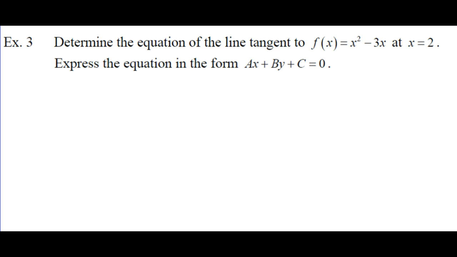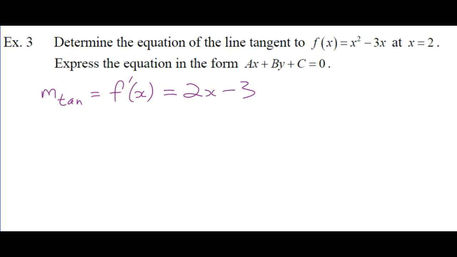Determine the equation of the line tangent to f of x equals x squared minus 3x at x equals 2. Express the equation in the form given. Okay. So what's the slope of the tangent line? F prime. So the slope of the tangent line is the derivative, right? Okay, f prime of x, which is, now we can do this, right? What's the derivative? 2x minus 3. Okay, that's the slope of the tangent line.